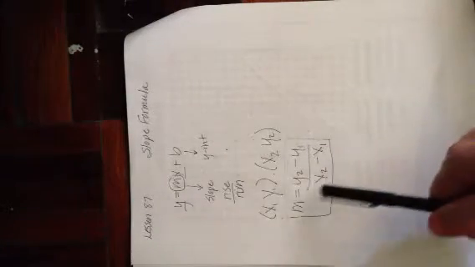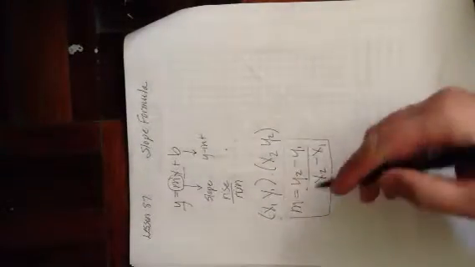And basically what it's good for is that if you have two pairs of points that you know fall on a given line, you can mathematically calculate the slope of that line. And that's exactly what we're going to do in our example today, which is example 87.1.